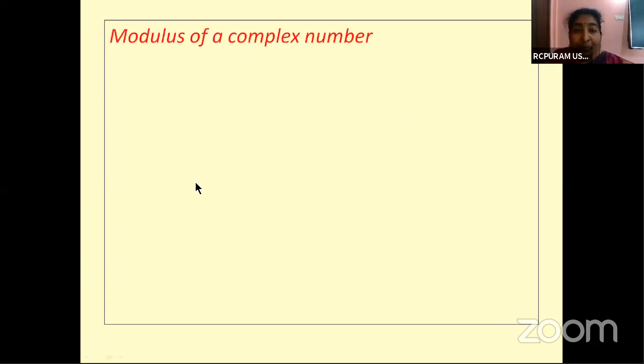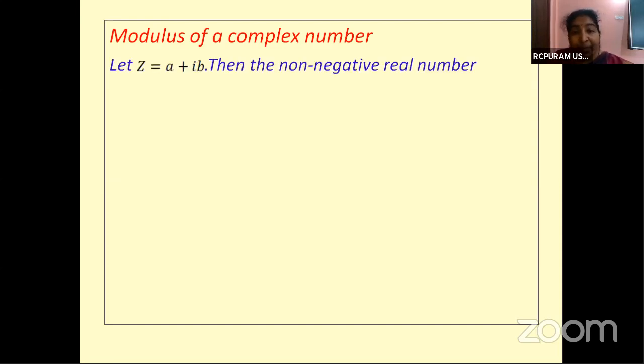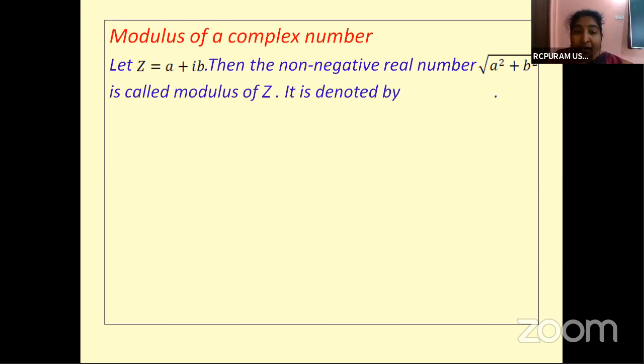Now, the next important concept we are taking up is modulus of a complex number. Let z is equal to a plus ib be a complex number. Then the non-negative real number root of a square plus b square is called modulus of z. So modulus of z is defined as square root of a square and b square.